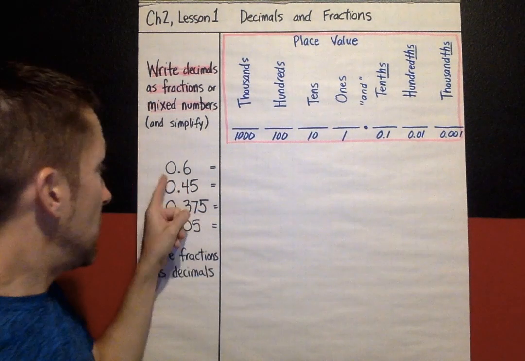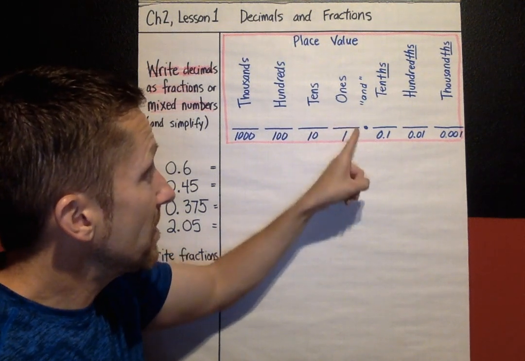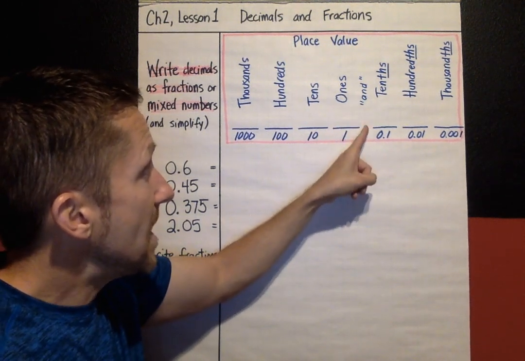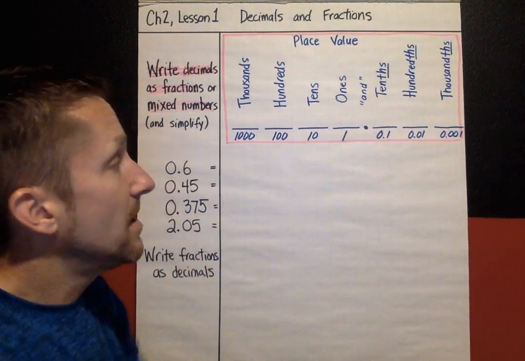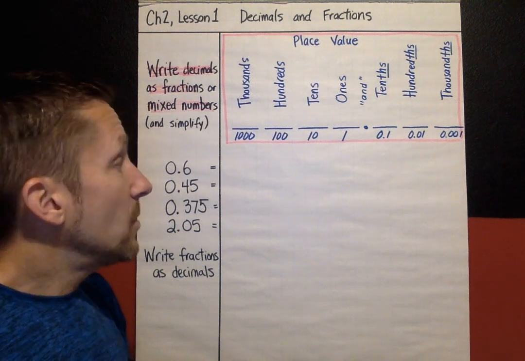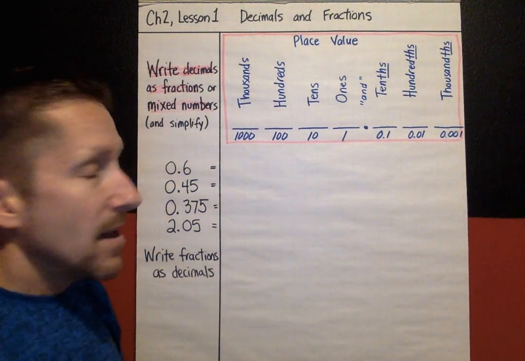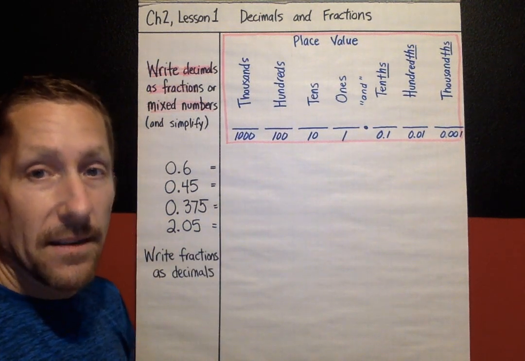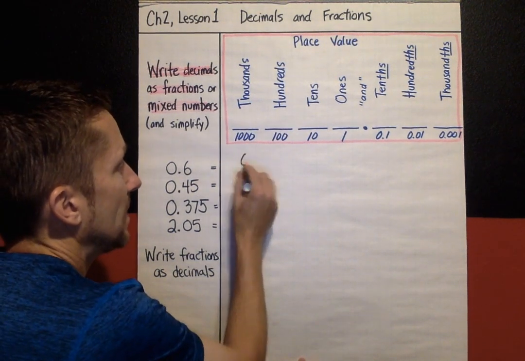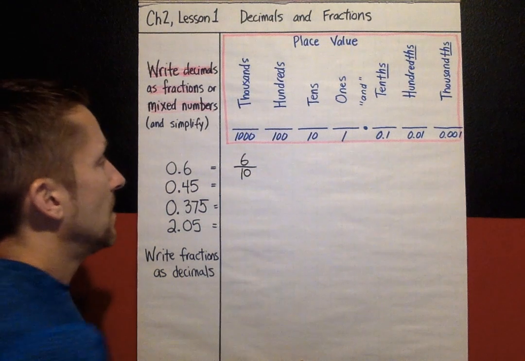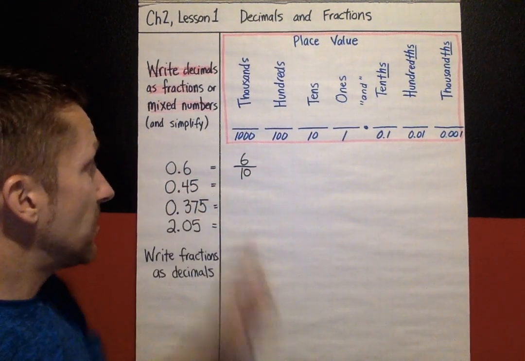For example, 0.6. If I want to say that with meaning, I'd put a 0 right here, and I would read it 0, and I would have a 6 right here, and that's in the tenths. So the way I would say it out loud would be 0 and 6 tenths. What I say is what I write. So 0 and 6 tenths, 6 tenths, would look like this. I've just changed this into a fraction.